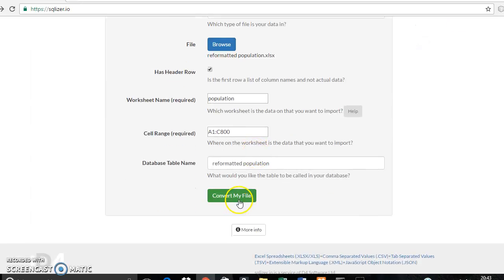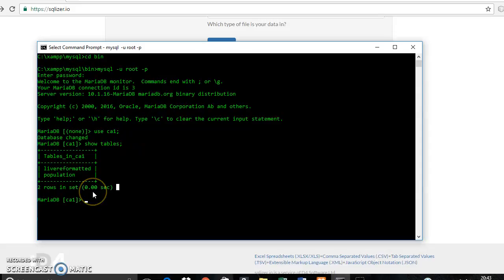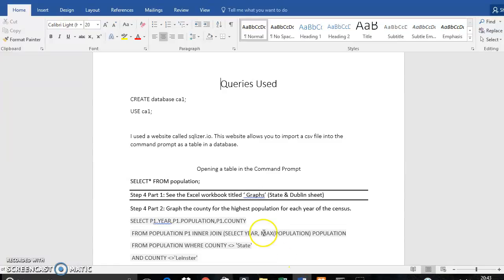It converts it. You press convert, and what you need to copy and paste appears. You copy and paste it into the command window, and it puts it in a database for you. And then I graphed the population of Ireland for each year of the census.